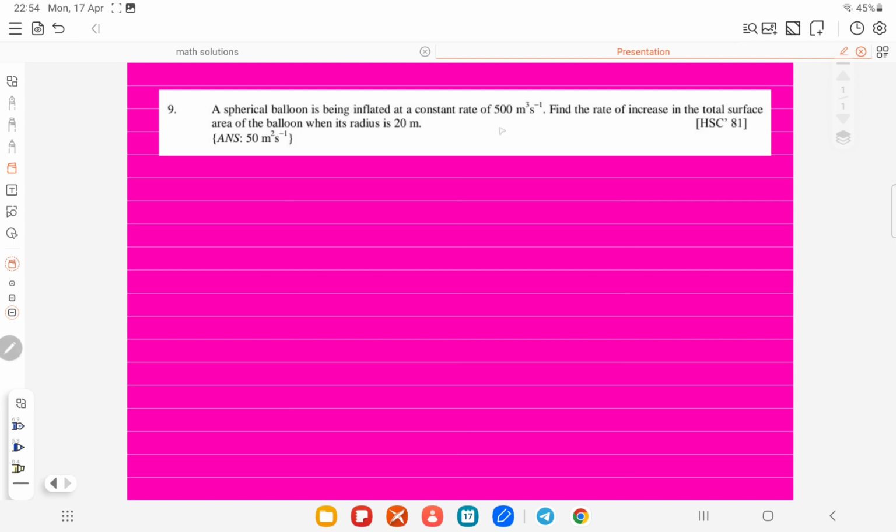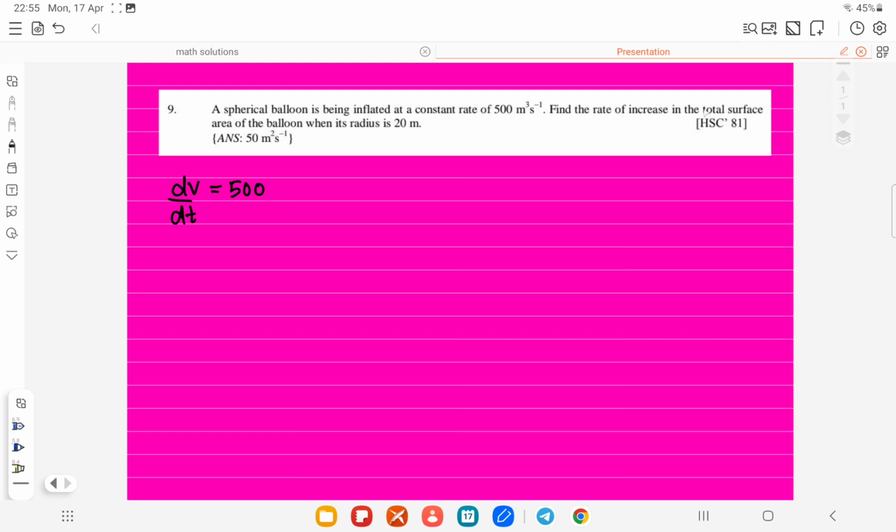The 500 meter cube per second represents the volume. When we have a constant rate, the word rate means it is over time. For me, I'm going to jot down the information given. So this one is dV over dt equal to 500.